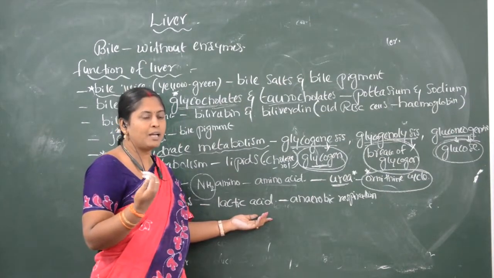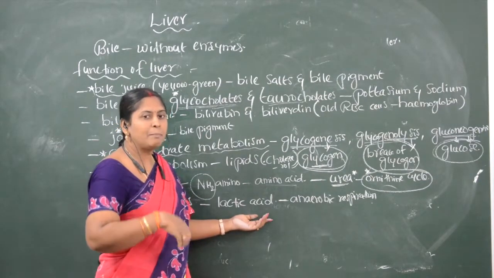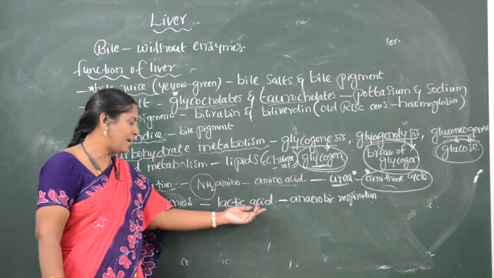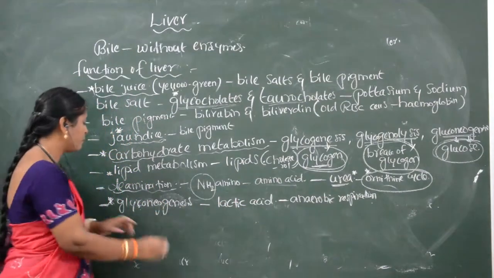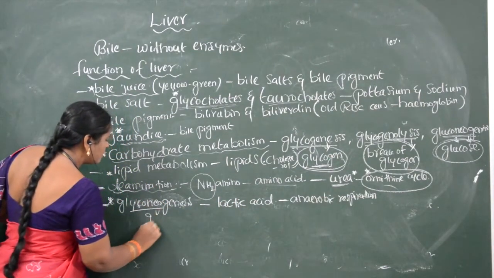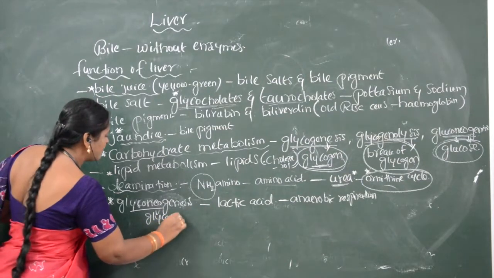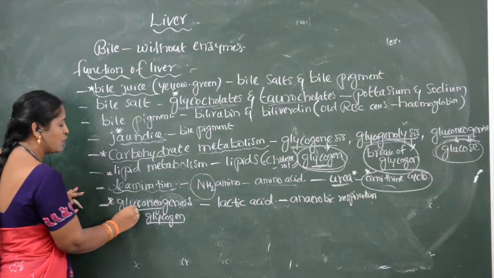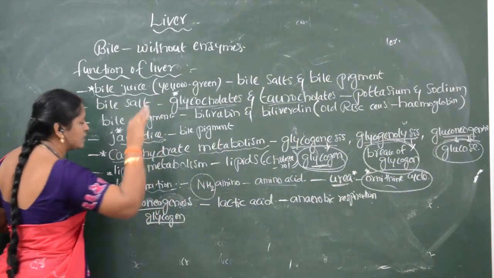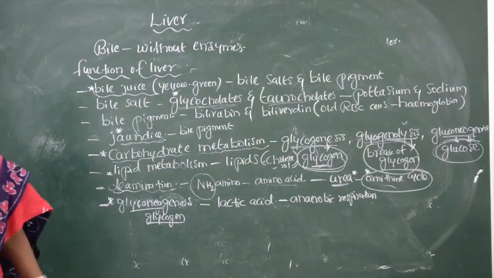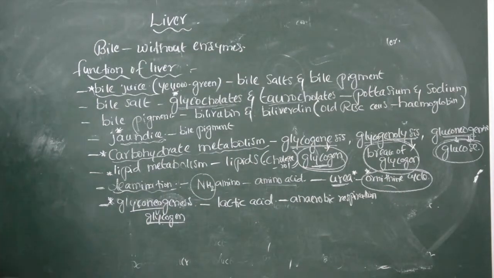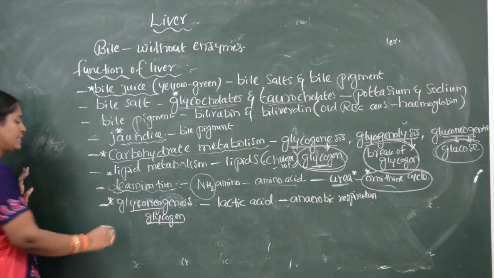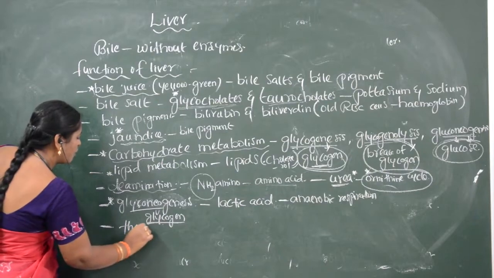When this lactic acid is produced, the muscles again need glucose. So for that, the lactic acid is converted to glycogen by the liver. That process is called glyconeogenesis. So another function of the liver is that it acts as a thermoregulatory organ.